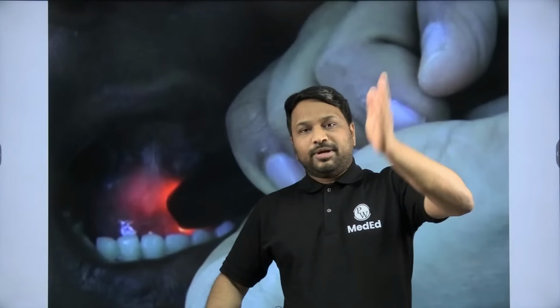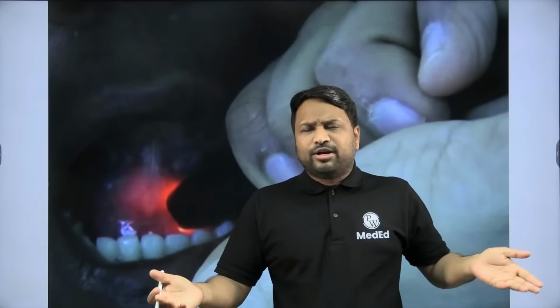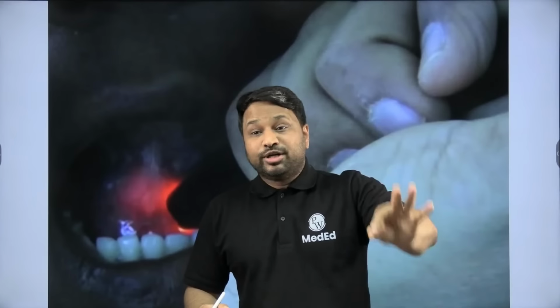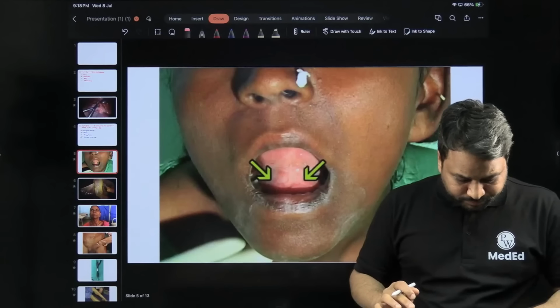Now that is the difference between your ranulas, your plunging ranulas, and your dermoid cyst. It cannot be a thyroglossal duct cyst because it is present in the midline of the neck, and the swelling will move upwards with deglutition as well as tongue protrusion, and we have not done this here. Absolutely clear? Okay, great. Now let's move on to the next question.